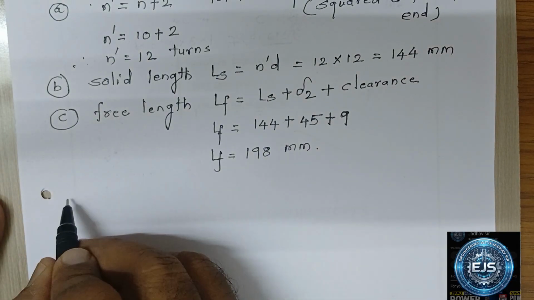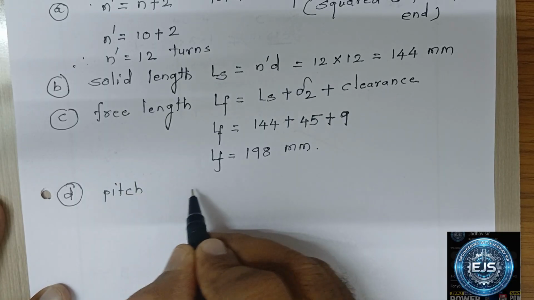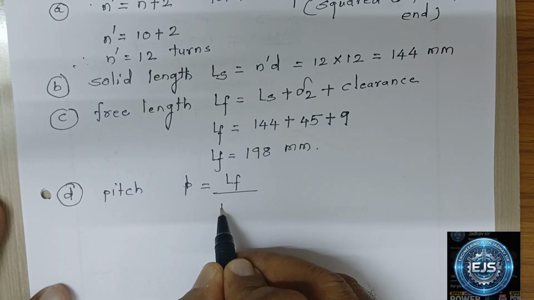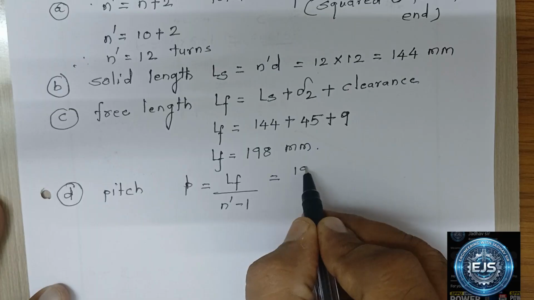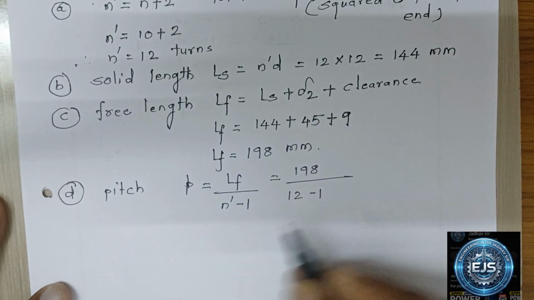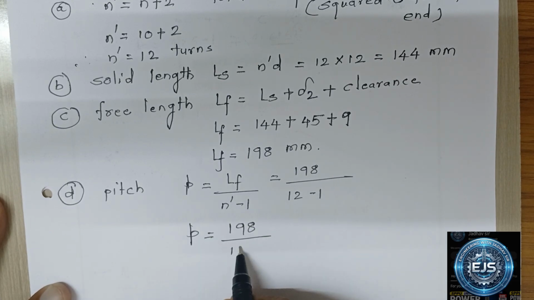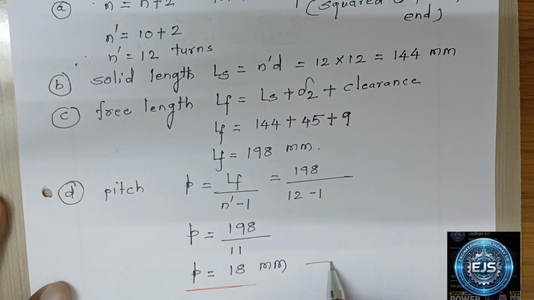Now the last answer that we have to calculate is the pitch of the coil. So pitch P is equal to free length divided by total number of turns minus 1. This is the standard formula for pitch. So free length is 198 divided by total number of turns 12 minus 1, which is 11. So this pitch is equal to 18 mm. So this is our fourth answer for this problem. Pitch of the coil for this problem is 18 mm.